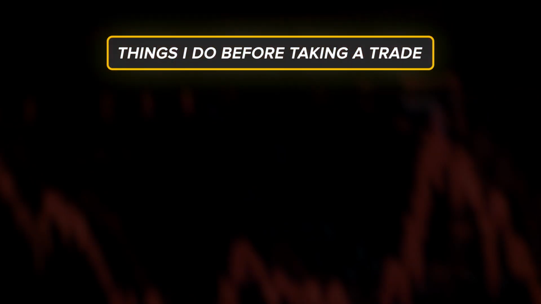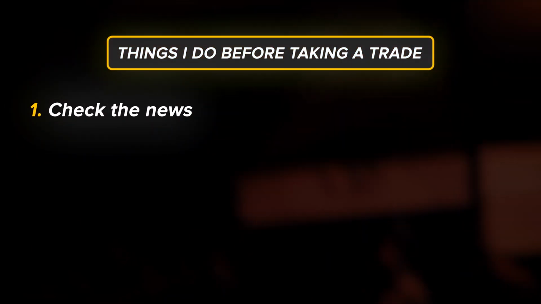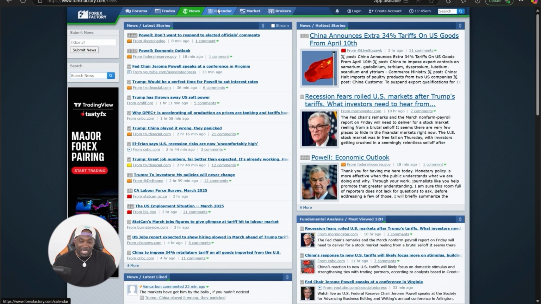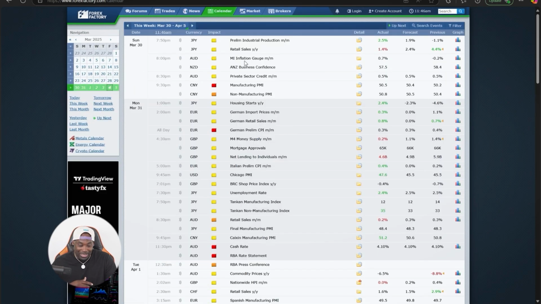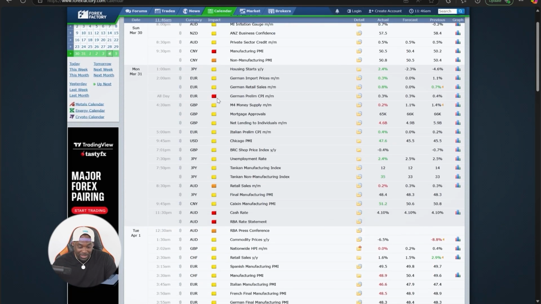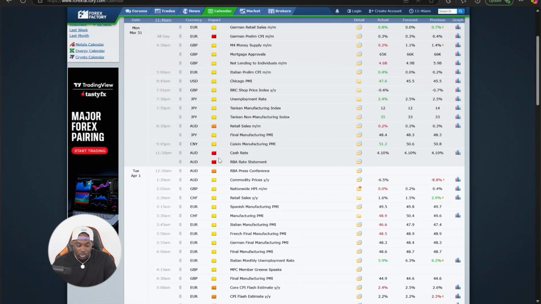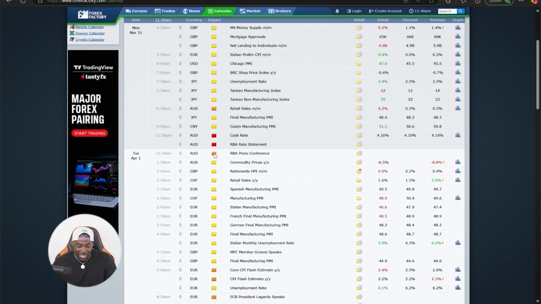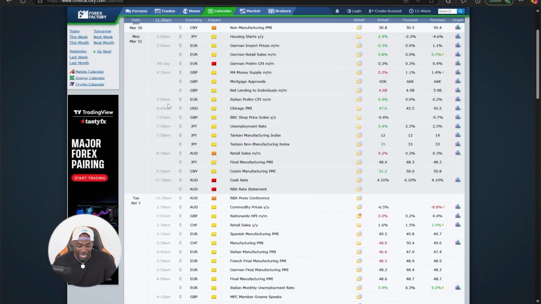So the first thing I like to do is check the news. So let's go to forexfactory.com. I go to calendar, right? And pretty much what I do is I look to see if we have high impact news. So you see how we have red folders? I'm just looking for the USD, all right? The time that I trade, okay?